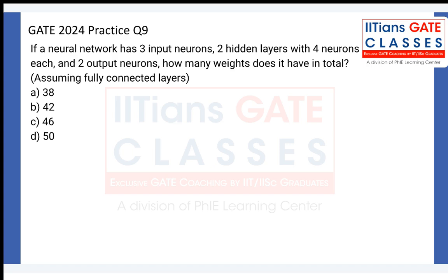Okay, so you draw the architecture, it will be easy, right? So you have 3 input neurons, 2 hidden layers with 4 neurons each. So this is one hidden layer, this is another hidden layer, and you have an output layer with 2 neurons. Now how many weights does it have in total, assuming fully connected layers?